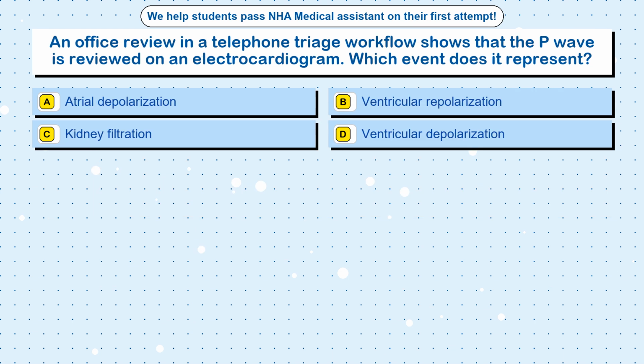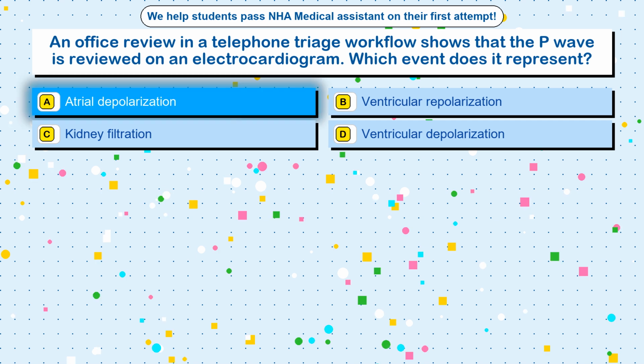Question 63. An office review in a telephone triage workflow shows that the P wave is reviewed on an electrocardiogram. Which event does it represent? Option A, atrial depolarization. Option B, ventricular repolarization. Option C, kidney filtration. Option D, ventricular depolarization. The correct answer is option A, atrial depolarization.